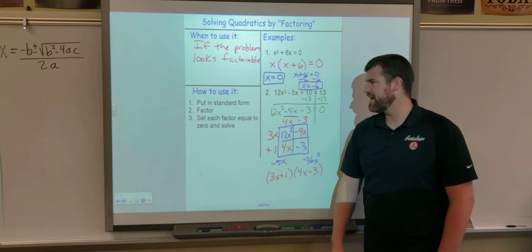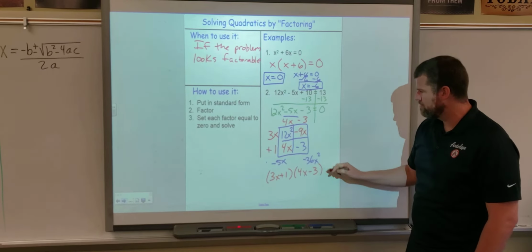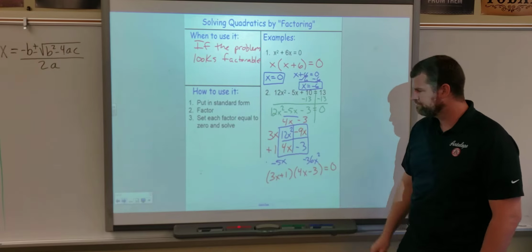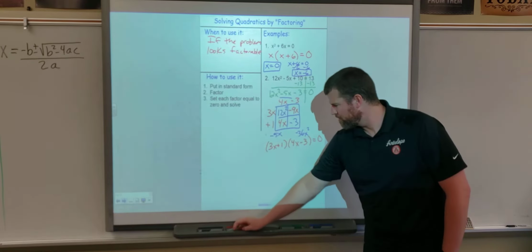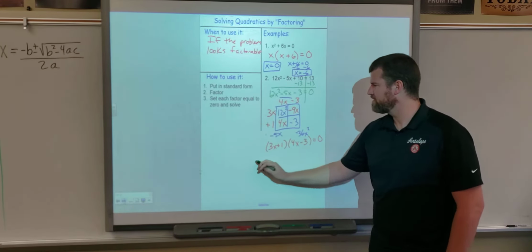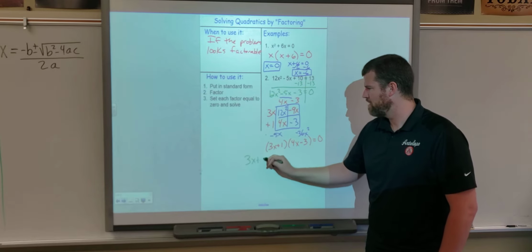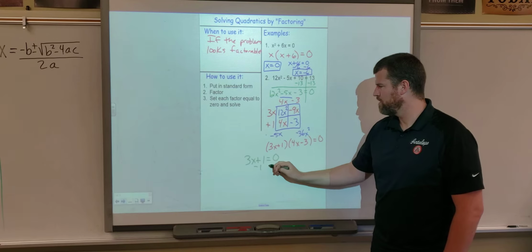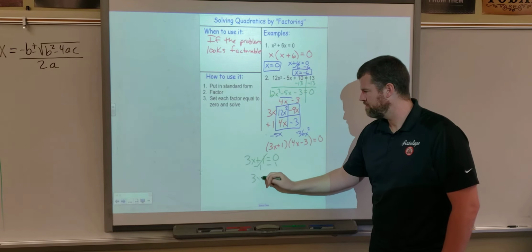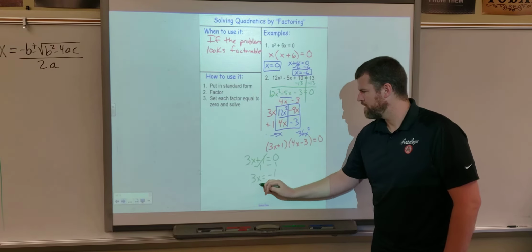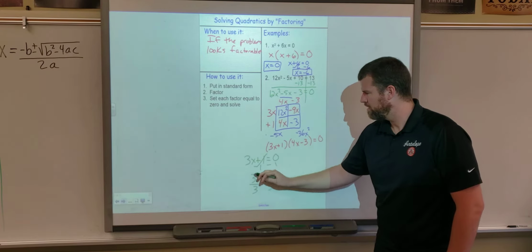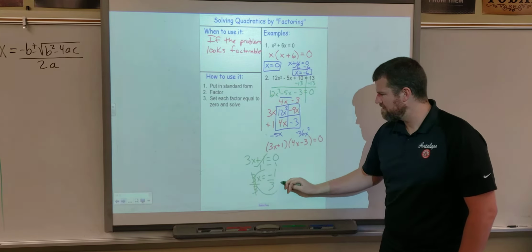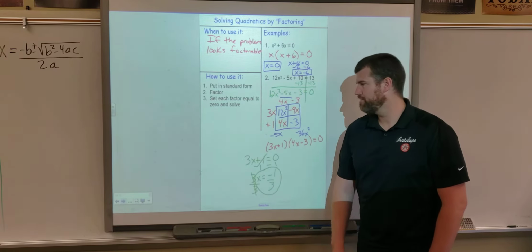So we need to set each factor equal to 0 because the problem is equal to 0. So I'm going to take this first factor, 3x plus 1, set it equal to 0, subtract 1 on both sides, divide by 3, and x equals negative 1/3.